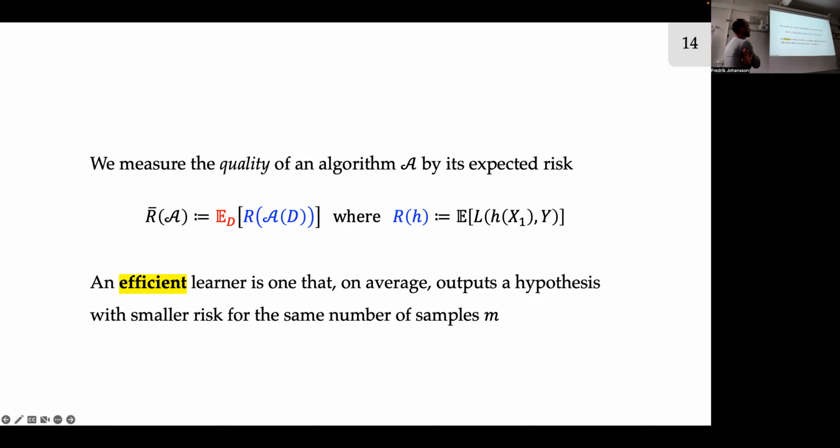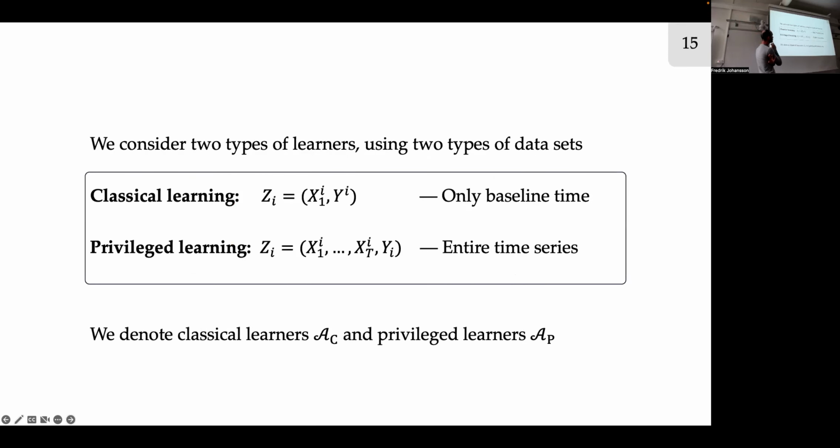Okay, so learning algorithms, we want to pick good ones. We consider two paradigms, as I said before. Classical learning, where we use only the input to the actual hypothesis that we use later, and the outcome that it's supposed to produce, so classical supervised learning. And then we have the privileged learners, which see the entire time series. We will denote these script AC and script AP, respectively: classical and privileged.